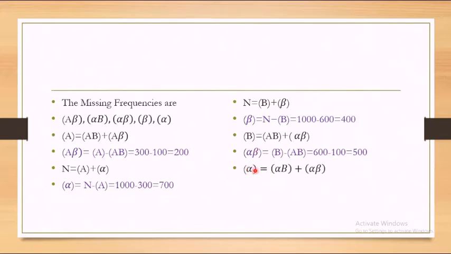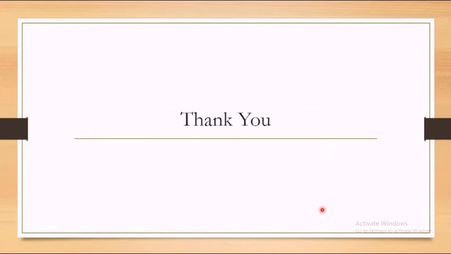So αβ is equal to B minus AB, which is equal to 600 minus 100, that is equal to 500. Now I'm going to find out αB. For that I'm going to consider this formula, and I get α minus αβ is equal to 700 minus 500, which is equal to 200. So that is how we find out the missing frequencies by using the formulas. I hope you have understood the problem and also the introduction part of the theory of attributes. Thank you.